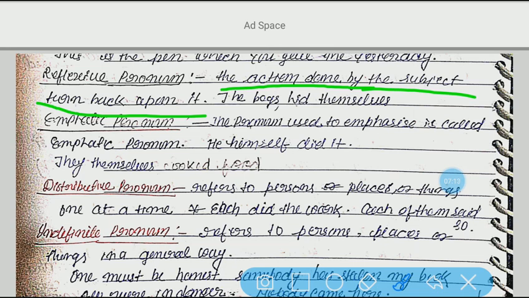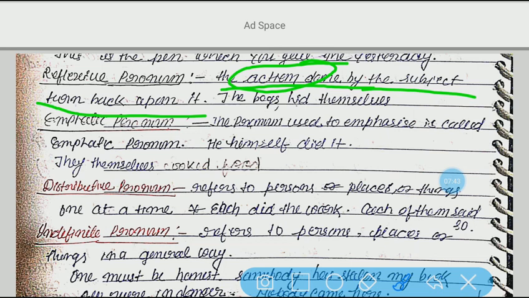She hurt herself. So here what we see, the action, that means the work done by the subject, turns back upon it. All right. जो कर्ता काम करता है उसी के ऊपर उसका फिर से प्रभाव पड़ता है. For example, here what I told you, she hurt herself, उसने स्वयं को चोट पहुंचाई.